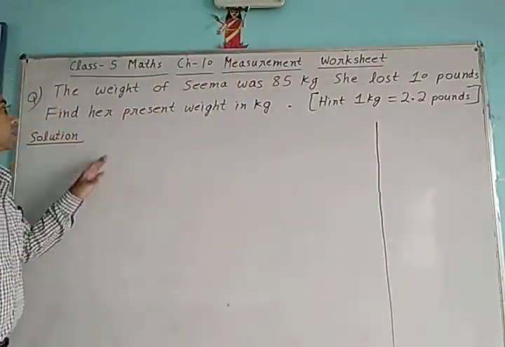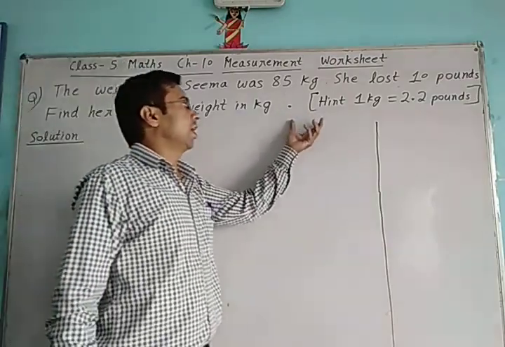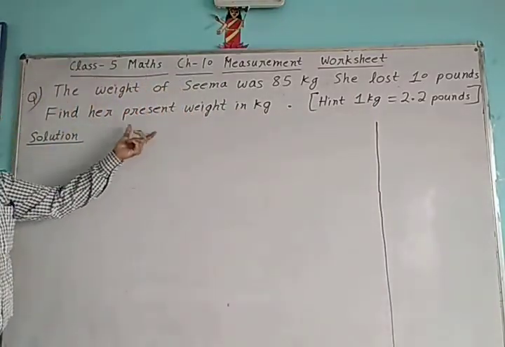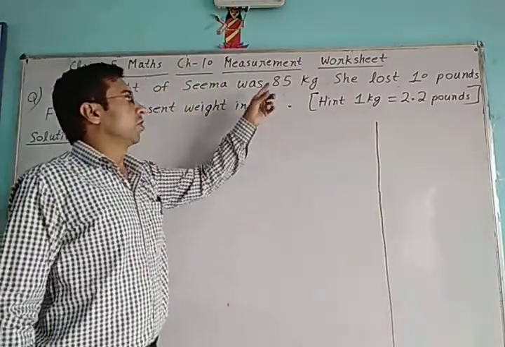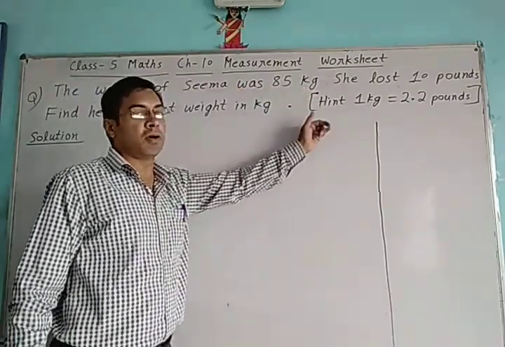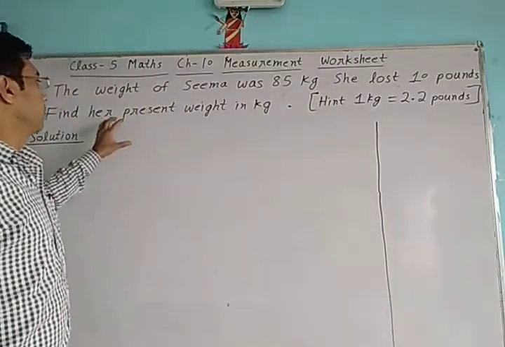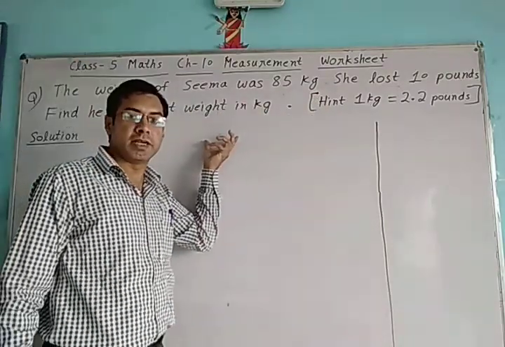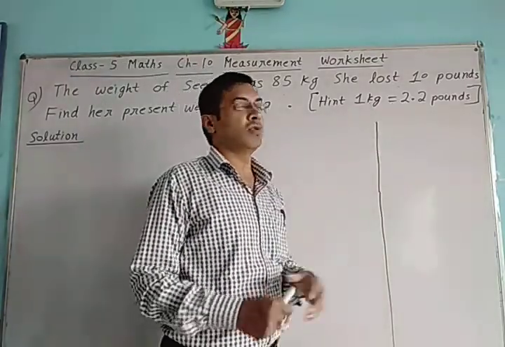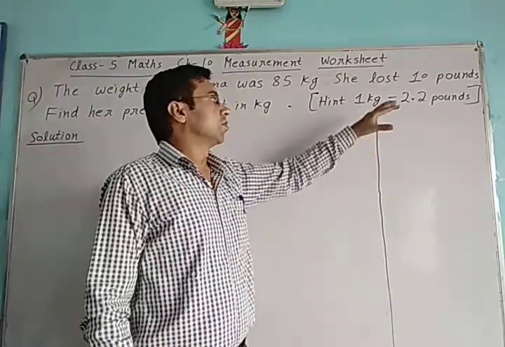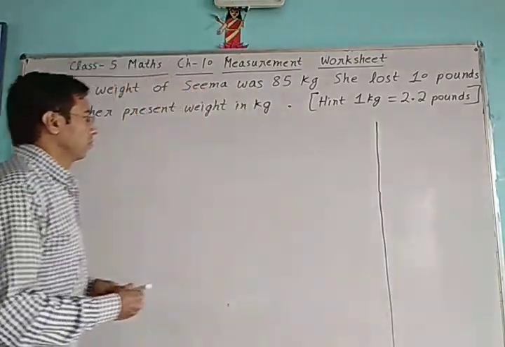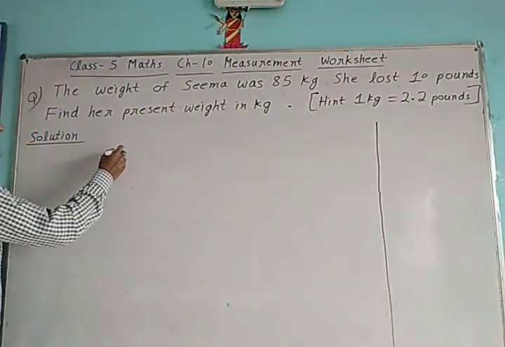Next question. The weight of Seema was 85 kilogram. She lost 10 pounds. Find her present weight in kilogram. Weight of Seema was 85 kilogram. Unit is kilogram. She lost 10 pounds. Now the unit changes. We have to find present weight in kilogram. So in the hint, 1 kilogram is equal to 2.2 pounds. So first we convert this pound into kilogram. Clear, students? So let's start.